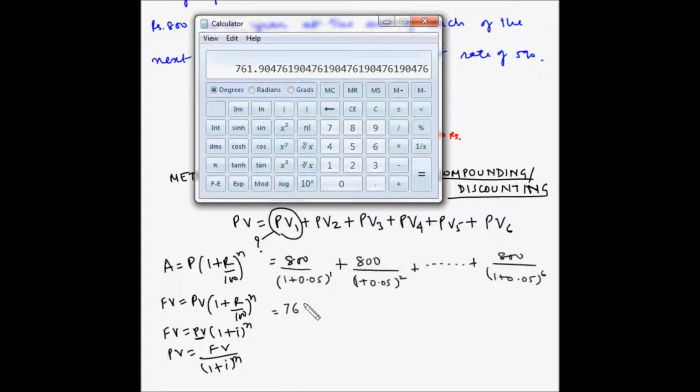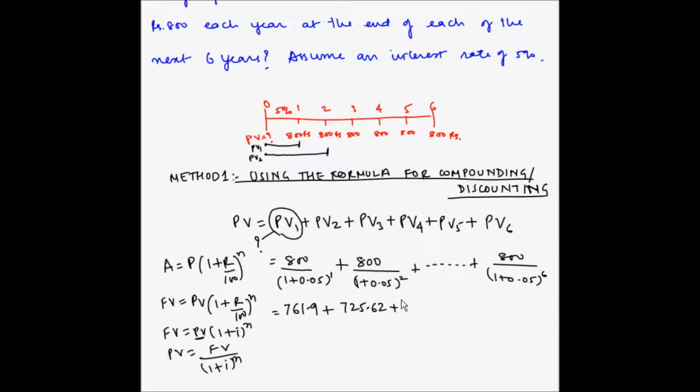So 761.9 plus, now we'll first take the denominator, so 1.05 square and 1 by x multiplied by 800, so this is equal to 725.62. So similarly, let me calculate the remaining values and note it down here. So after calculating all these values and summing them up, the total comes out to be 4060.54 rupees.